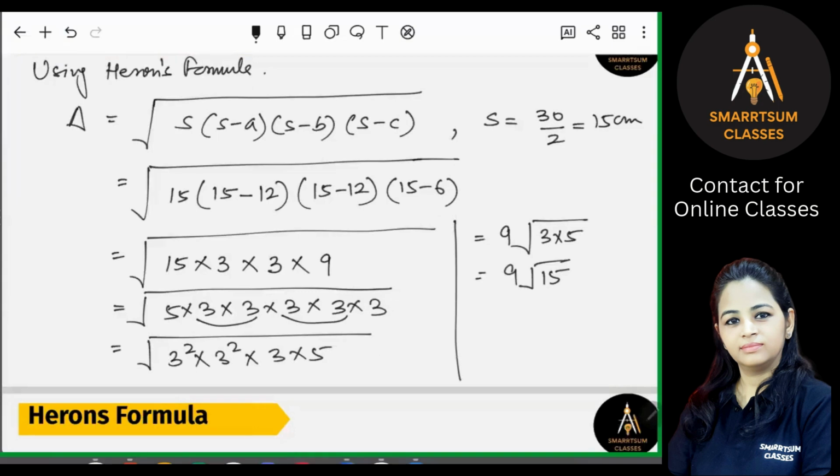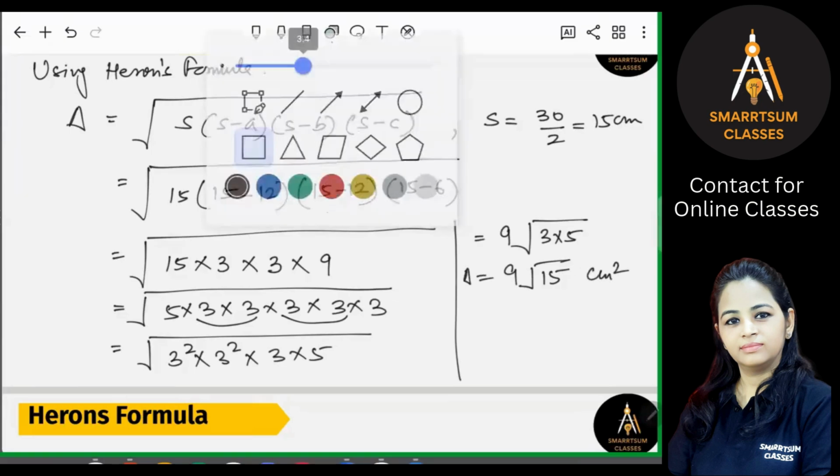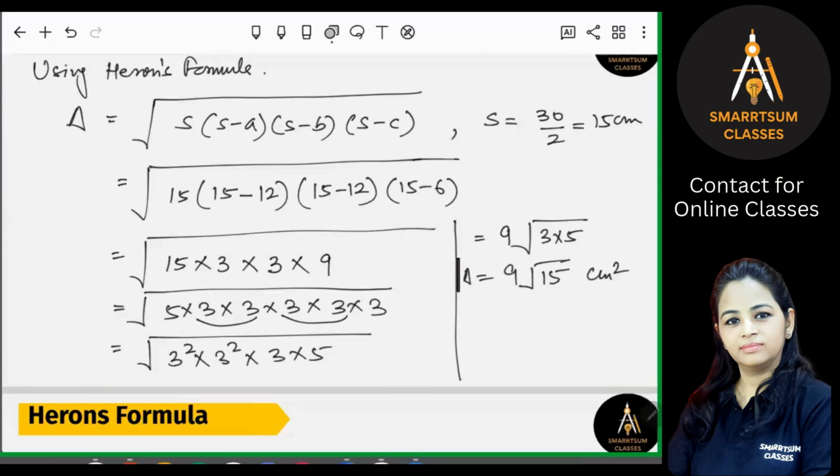Sometimes we can keep our answer in the square root only. And if we want, we can find the square root of 15 and then multiply it with 9 to get the answer. So the area of the triangle here is 9 square root 15 centimeter square. So this is the area of the isosceles triangle given here.